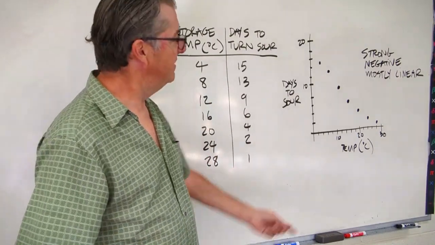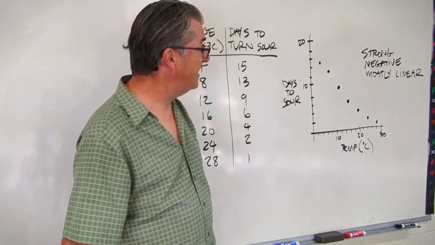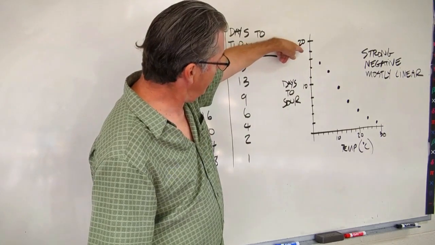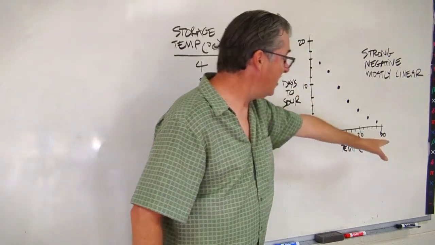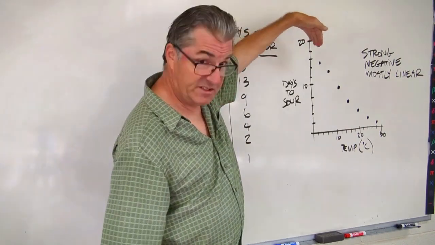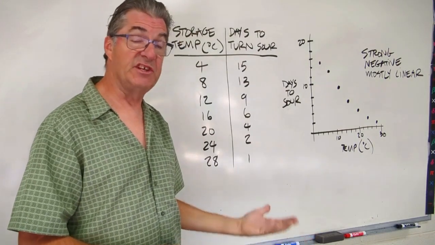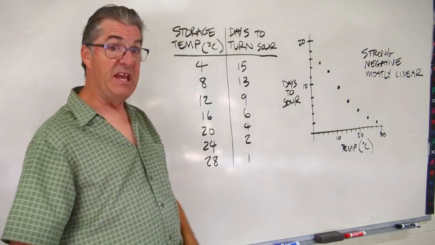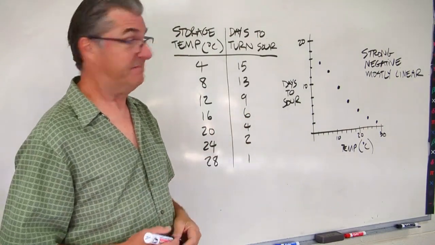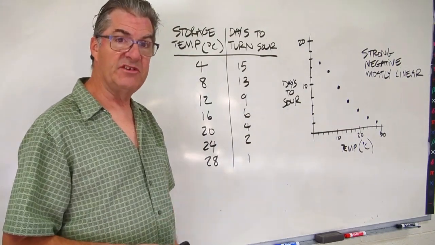Okay, here's what I get. I get strong. Looks pretty much in a line, not too bad. I get negative as the temperature gets higher, days to sour gets lower. And it fits the slope. We have a negative slope, so we have a negative correlation is how we say that. So as we increase temperature, days to souring decreases. Okay, so you have plenty of examples in life where you have negative correlations.